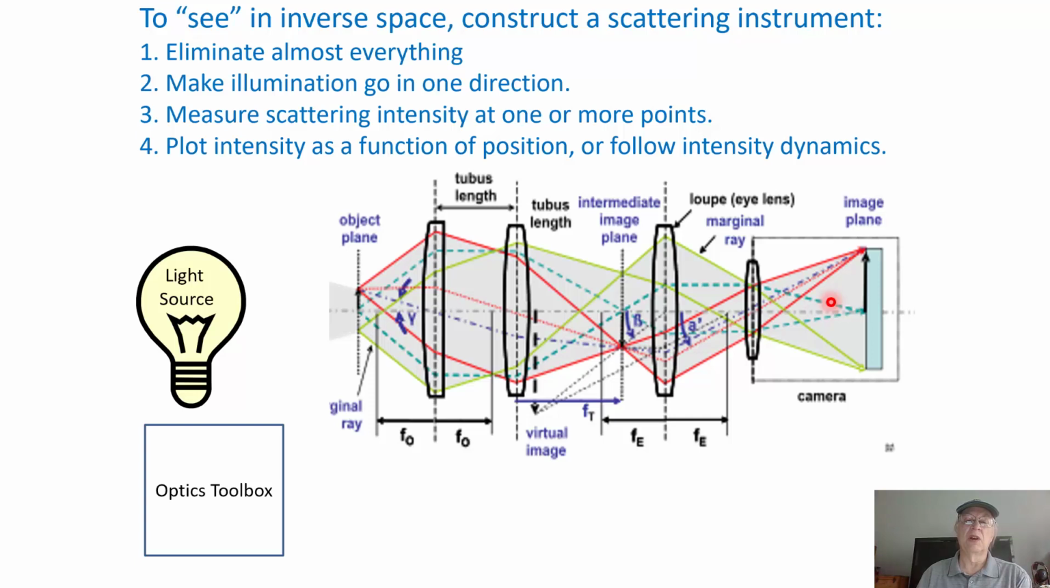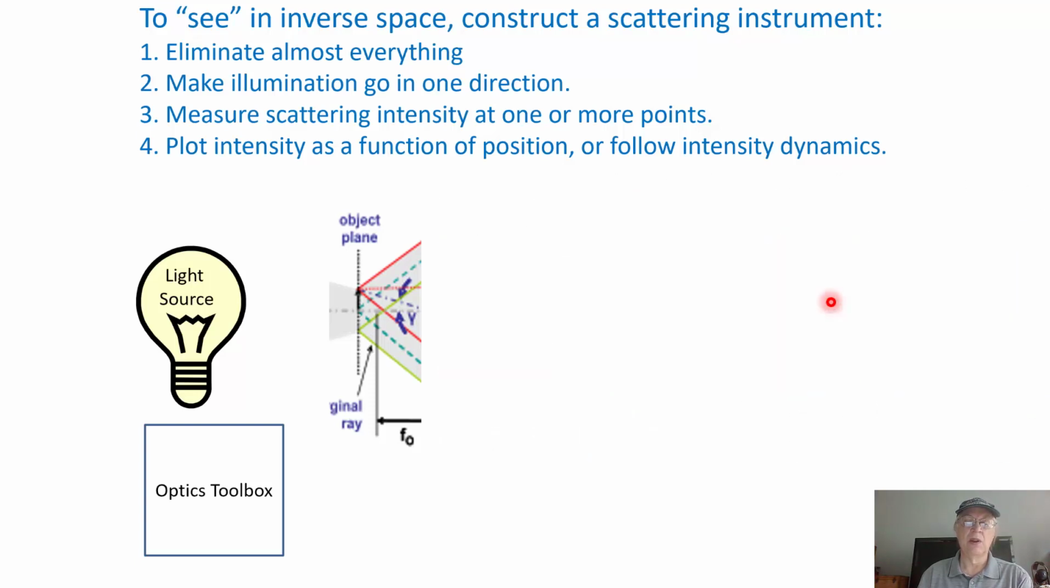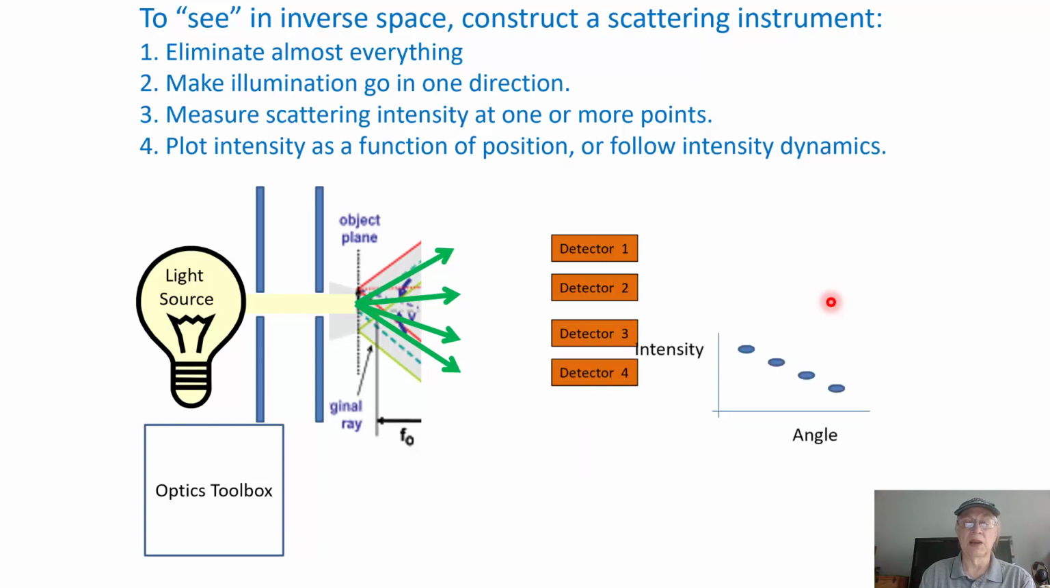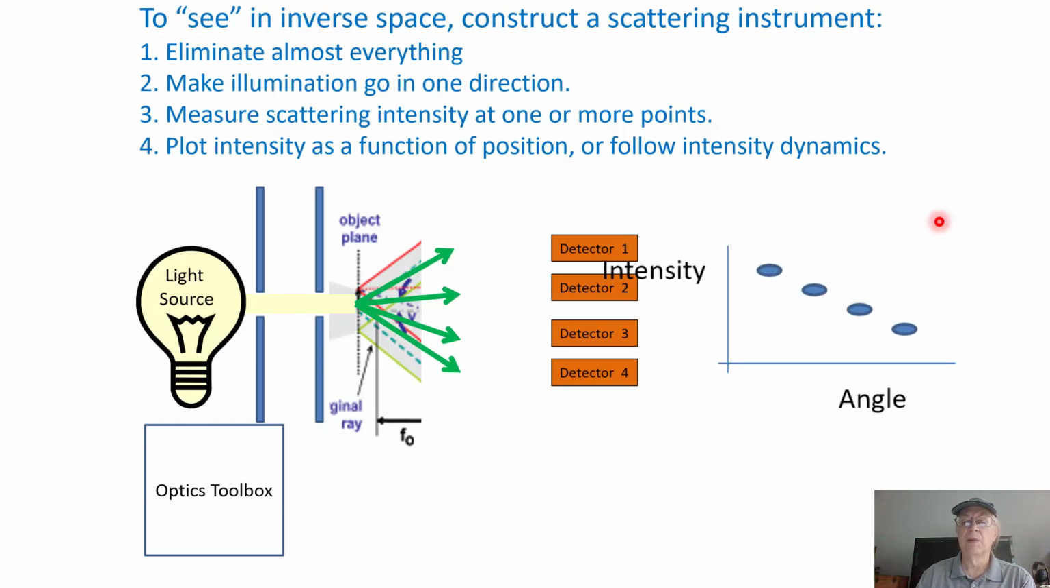To see in inverse space, we'll construct a scattering instrument. There we did it. We first take away all of that optics that we don't need, and then we put in some slits to define a direction for the incident light, and we put in, let's just say, 4 detectors, each of them at a different angle, and what we observe is that the intensity goes down with angle. My lowest angle here is actually this green arrow here. I guess my next lowest one is hard to tell whether it's that green arrow or that one. But the idea is that you have 4 different angles.